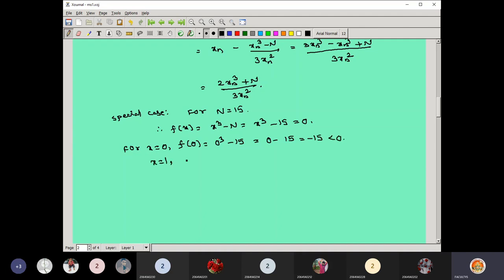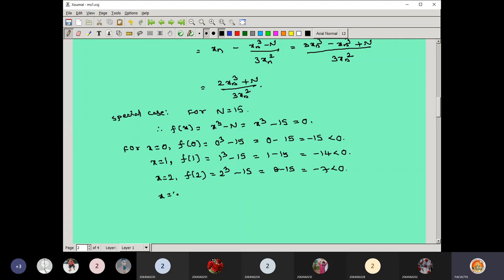Similarly, you can go for x equal to 1, f of 1, which is 1 cube minus 15, that is nothing but 1 minus 15, you are getting minus 14, that is also less than 0. For x equal to 2, f of 2 is 2 cube minus 15, which is 8 minus 15. This is nothing but minus 7, that is also less than 0.